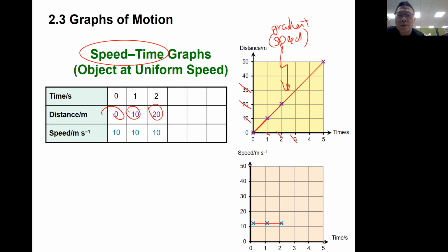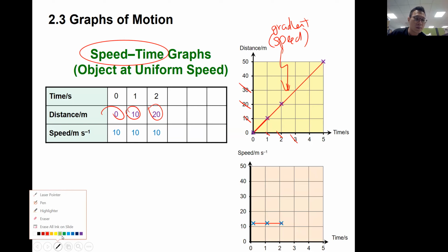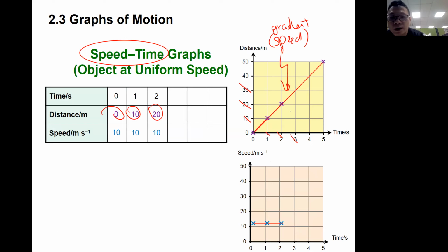So from the distance time graph, how do I find speed? I will go and find the gradient at each point. Let me get another color first. Let's say at time 2 seconds, I will find the gradient at this point, which is change in y, change in distance, divided by change in time. This is change in y over change in x in terms of math. That will be the gradient, and that gradient is what we call speed. Then I will record it as the speed at time 2 seconds.